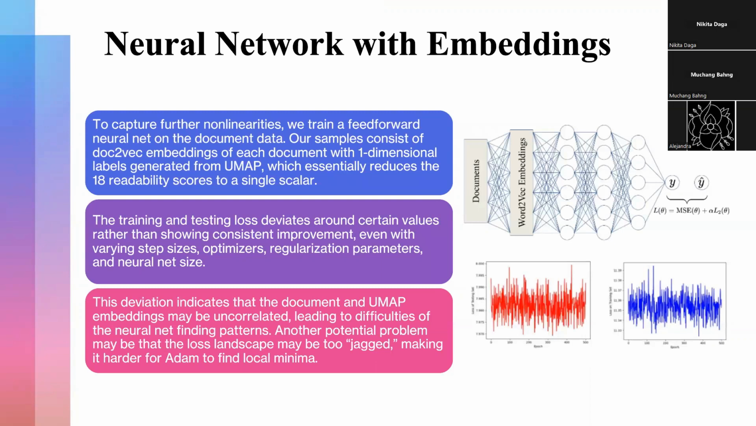In the neural network, what we basically did is we took the document and we represented it as a vector using something called a word2vec embedding. And then with this, we trained a neural net, comparing it against the labels from the dimensionality reduction of UMAP. As you can see below in the figure, the deviation between the training and testing errors indicates that document and UMAP embeddings may be uncorrelated, leading to difficulties for the neural net in finding patterns.